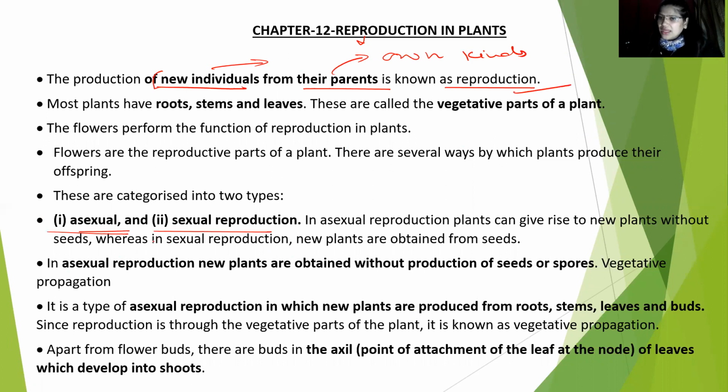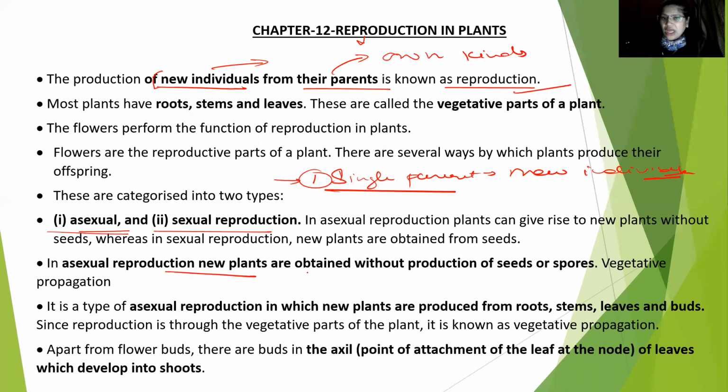the sexual reproduction. Asexual reproduction is defined as when there is an involvement of a single parent, or we can say a single parent is capable of producing a new individual. This is called asexual reproduction. In the case of a plant, if a new plant is produced without the production of a seed or spores, this is called asexual reproduction.